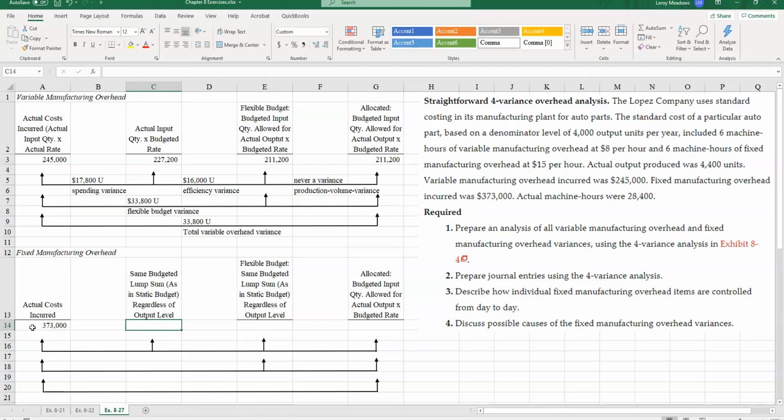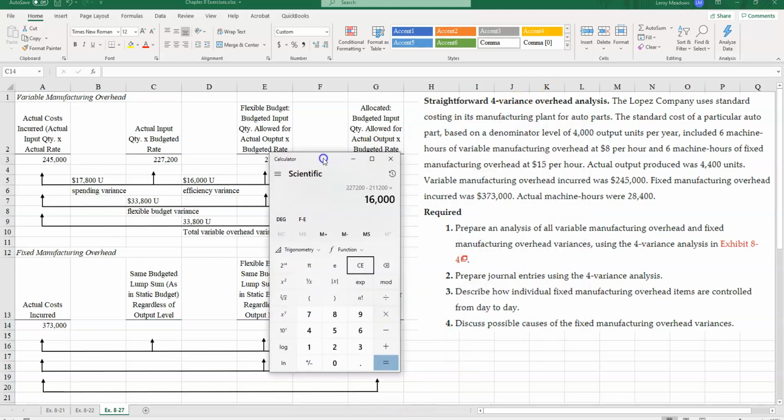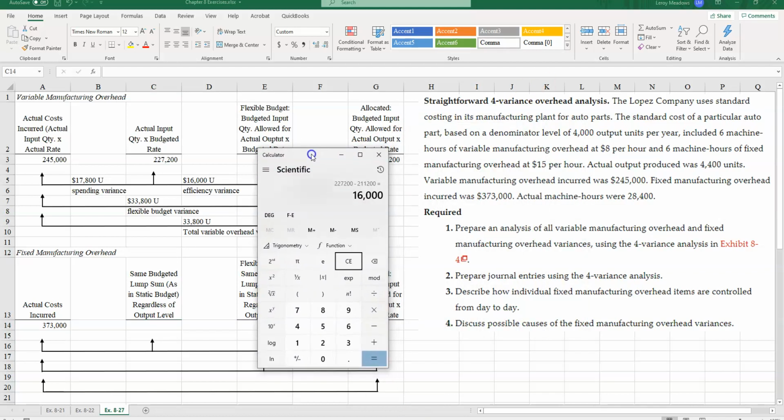Now, what was my static budget regardless of level of output? Well, we're not given that amount. So we have to go back and figure this amount out since it's not given to us. So we're going to work backwards here. I am going to take my 4,000 units that I budgeted to make.